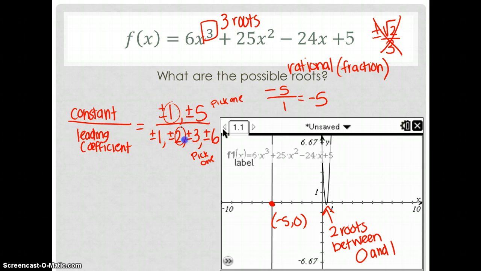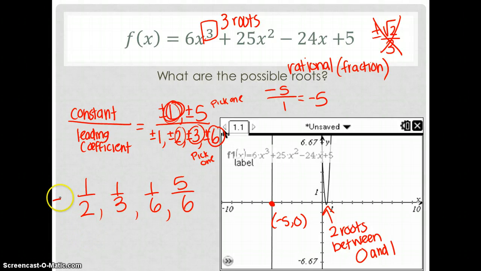Well, if I pick 1 and 2, 1/2. If I pick 1 and 3, 1/3. If I pick 1 and 6, 1/6. If I pick 5/2, 5/3, 5/6, that's at least between 0 and 1. This gives us basically our list of what we would want to choose. So we know -5 looks like it's a sure bet, and then we have to figure out which of these 4 remaining ones make up our roots.